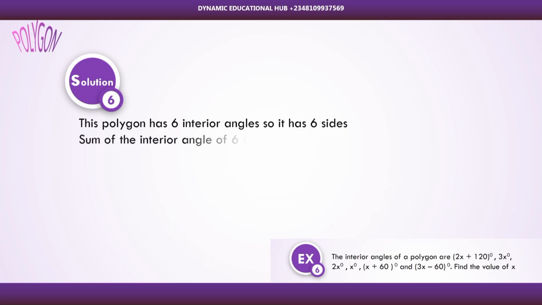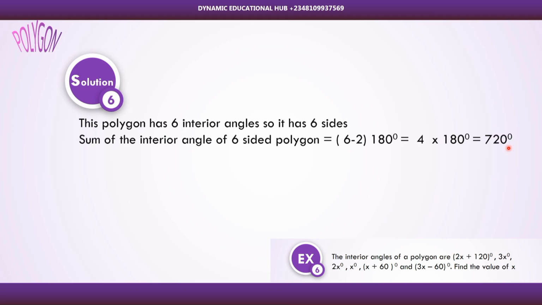So the sum of the interior angles of a 6-sided polygon gives us 6 minus 2. Don't forget our formula, n minus 2, where n is the number of sides. So 6 minus 2 multiplied by 180 degrees. What is 6 minus 2? We have 4 here. Multiplied by 180 degrees, then we have 720 degrees. For 6-sided polygons, the sum of the interior angles is 720 degrees.